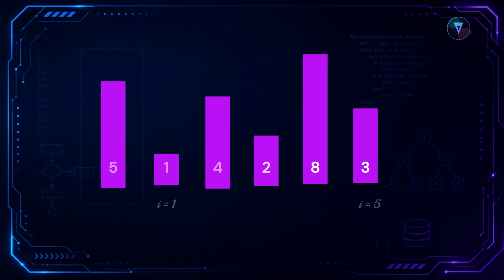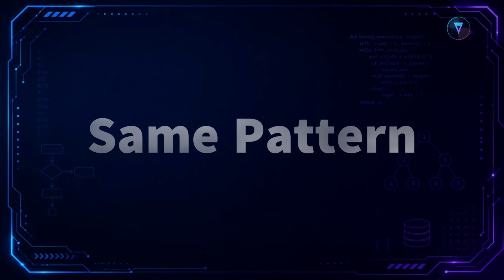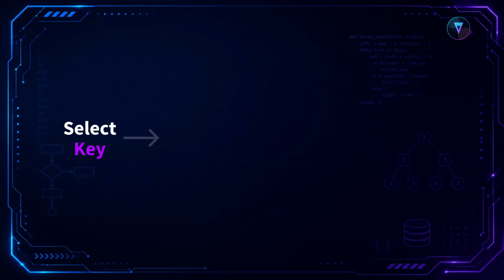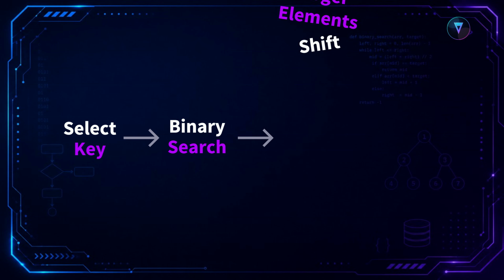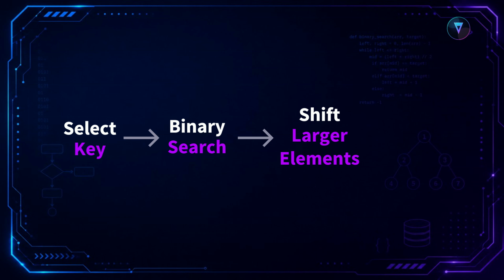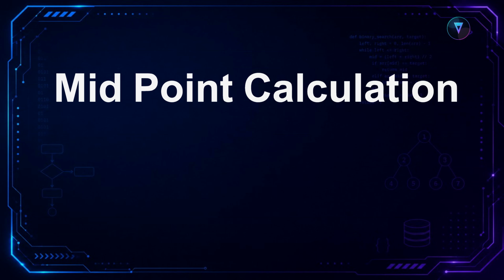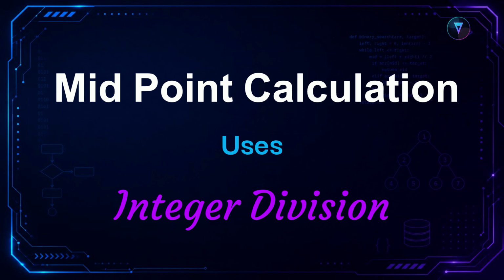And during every pass, we follow the same pattern. First, select the key. Second, use binary search to find its insertion position. Third, shift the larger elements. Finally, insert the key. Exactly. Also remember that the midpoint calculation uses integer division. If the result contains a decimal part, we ignore it.